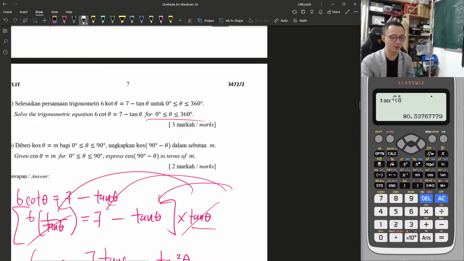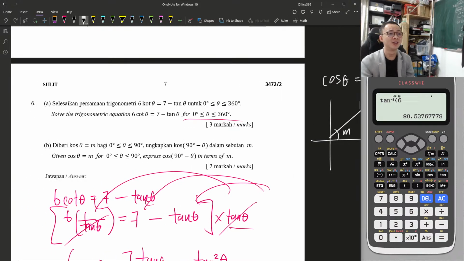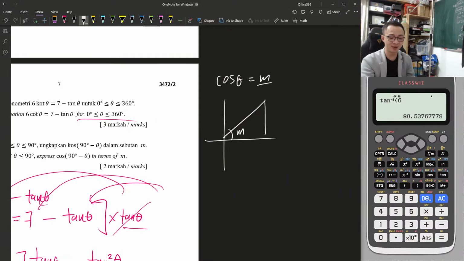Okay, it's given cos theta equals m in the first quadrant. Alright, so normally what I will do is, since cos theta equals m, in the first quadrant I will draw a triangle. m will go in here. This is the unit circle, the hypotenuse is 1, right? So we can see m over 1.